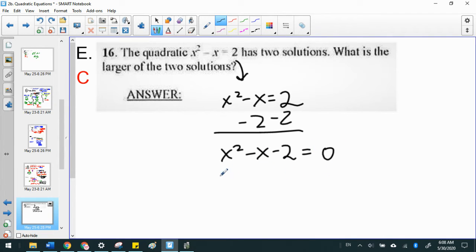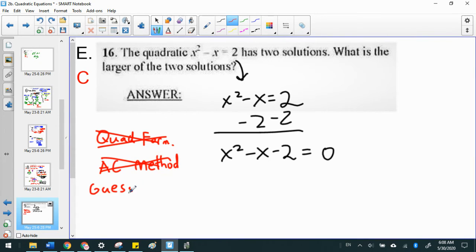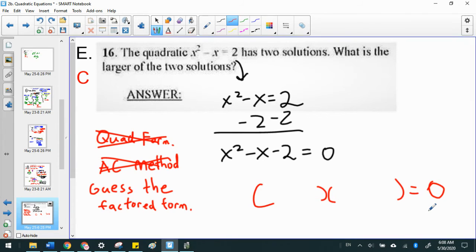And now from here, we get to make some educated guesses towards how to do this. So we know we can use a quadratic formula, but that takes a long time, so that's a no-go. We can factor using the AC method, but I would say that still took a while, so no to that one. And we're going to guess the factored form, and let's see how that goes. So it equals 0, so we're good.